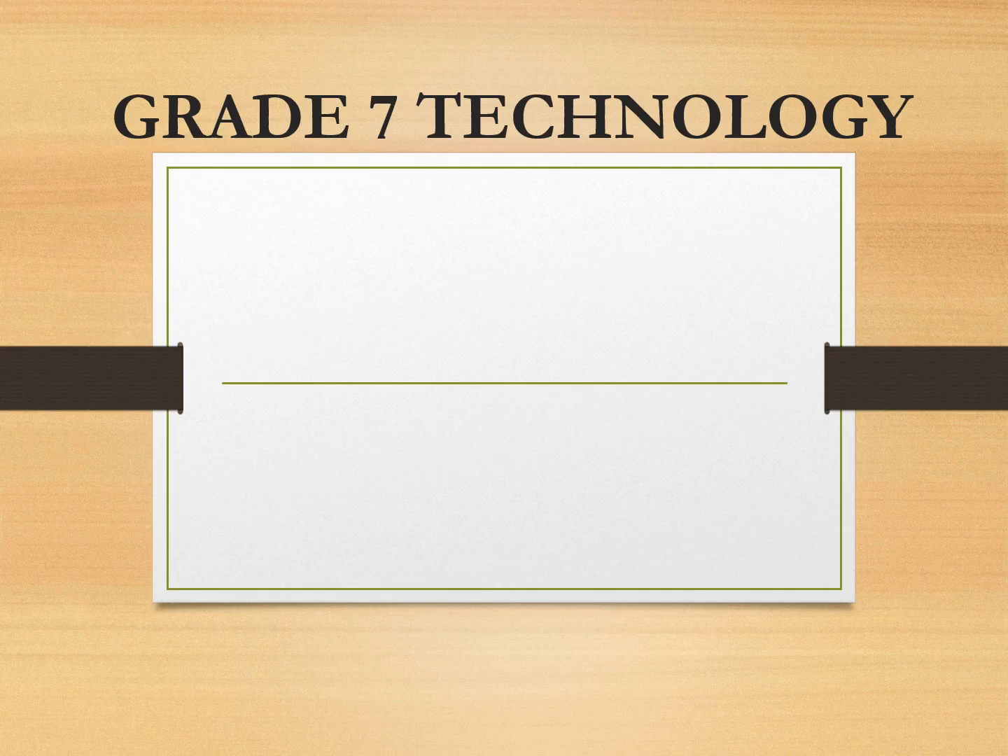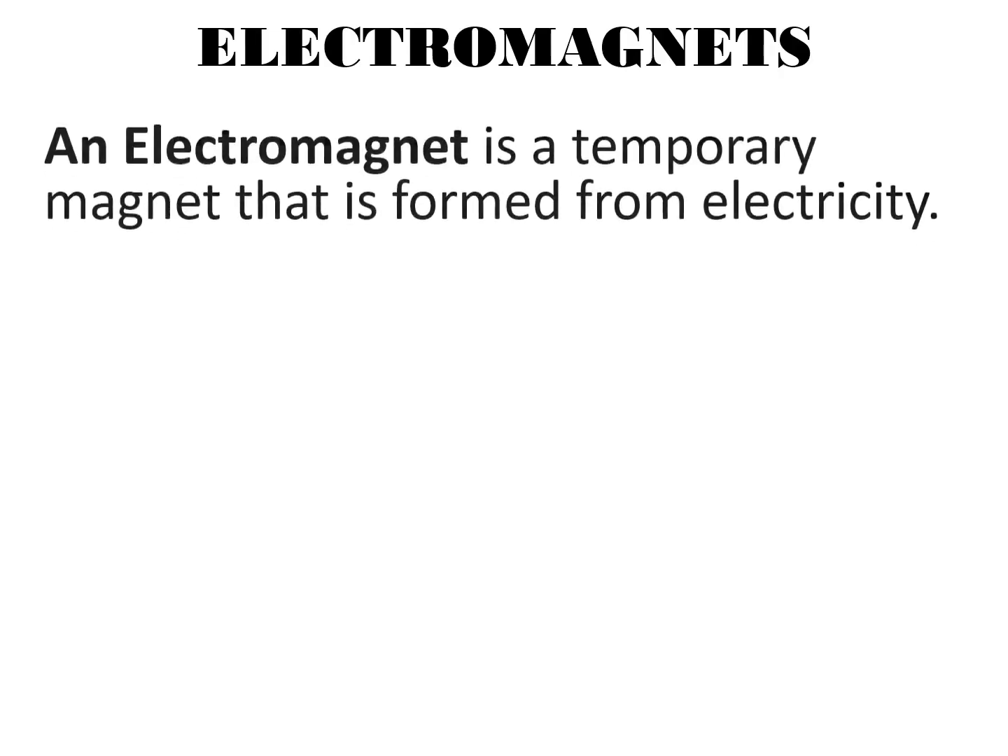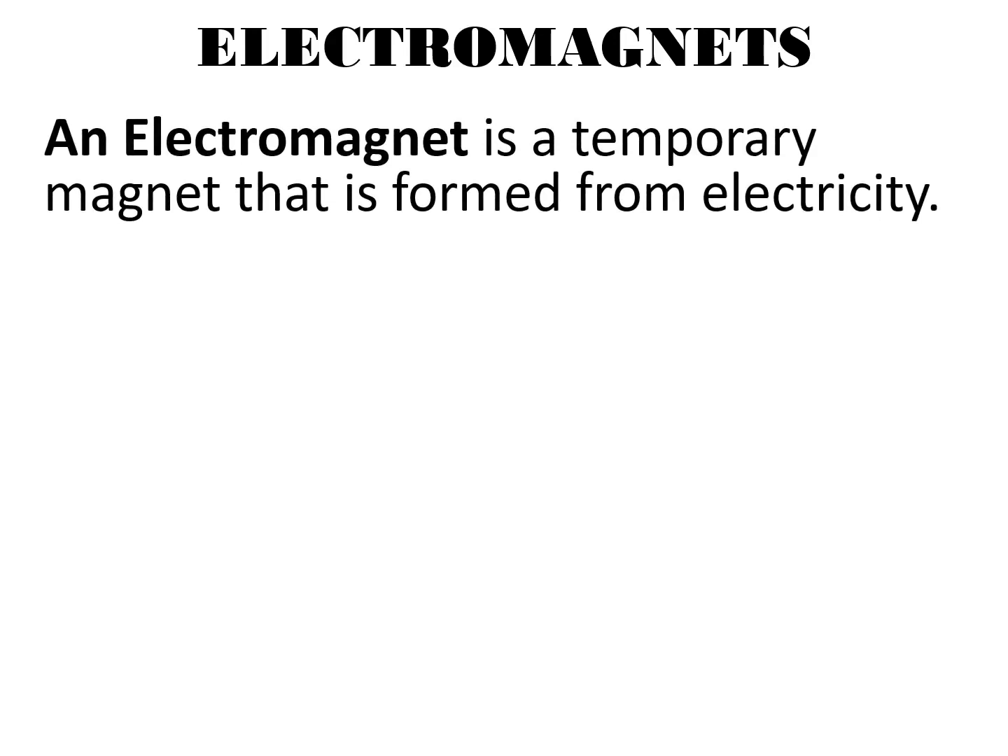Hello once more. Today we're treating Technology, Grade 7. Our topic is electrical systems and control, and we're focusing on electromagnets. Most importantly, we need to understand what electromagnets are. We said an electromagnet is a temporary magnet that is formed from electricity. You'd recall this from the previous lessons that I offered on this channel.